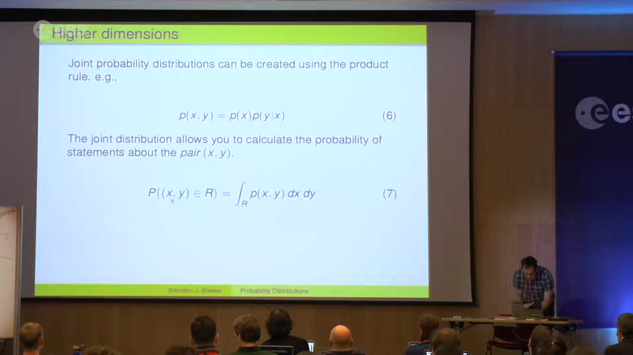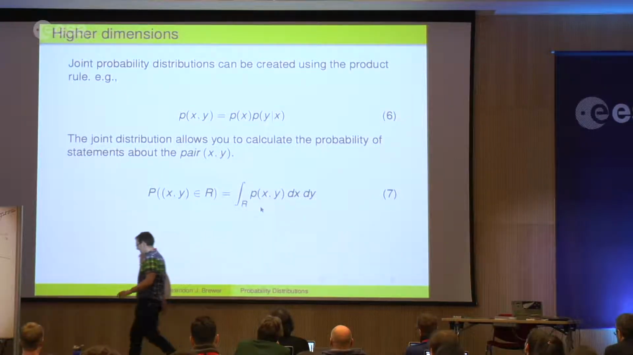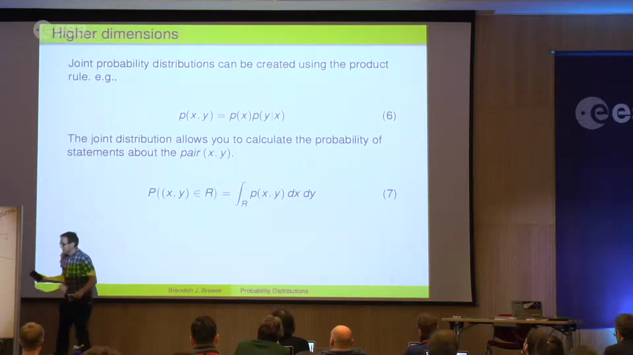If you want the probability that x and y are in any region, you just integrate the density function over that region. So I might just draw an example in case it's not entirely clear and write some terminology.